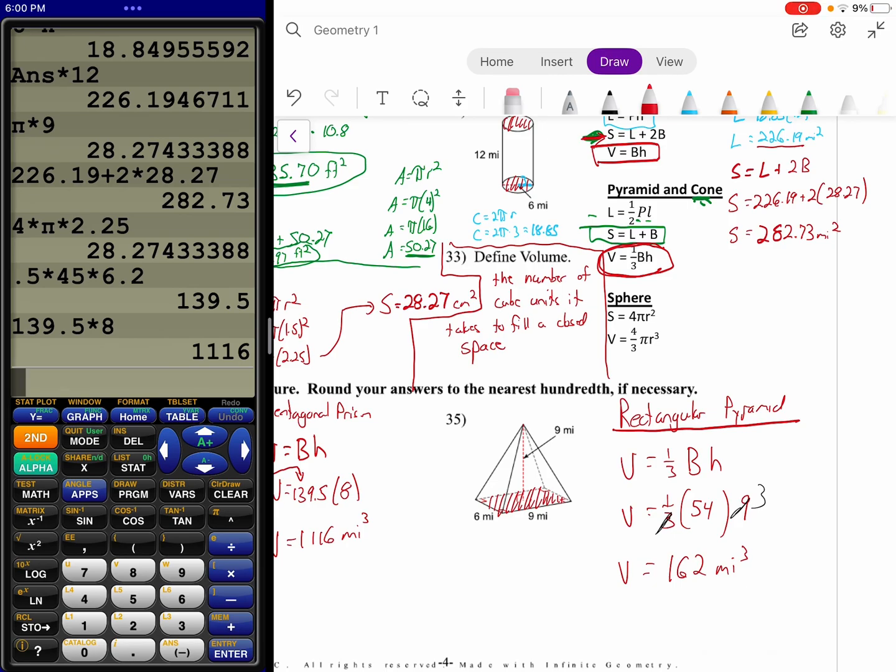So when you do those, make sure you figure out what the shape is and you choose the right formula and you plug in correctly. Page 4 finished.